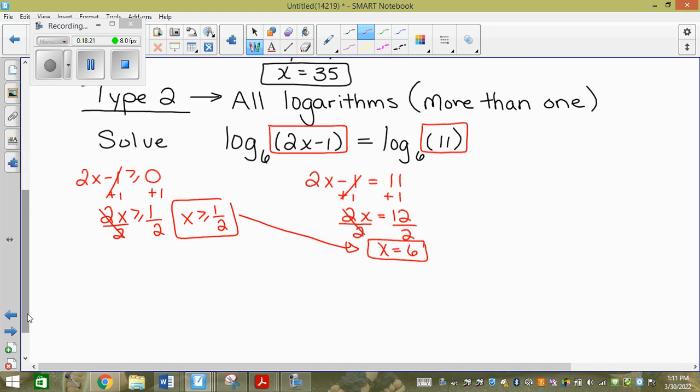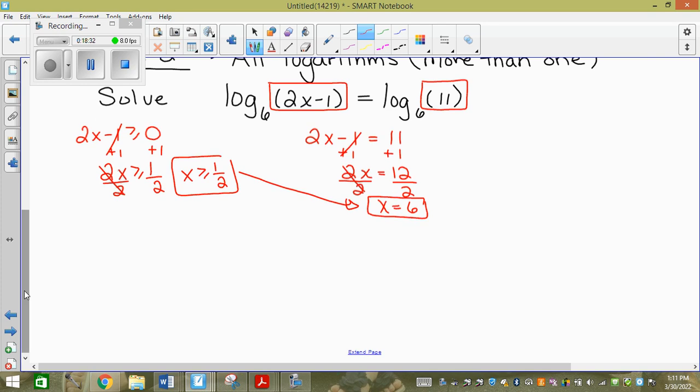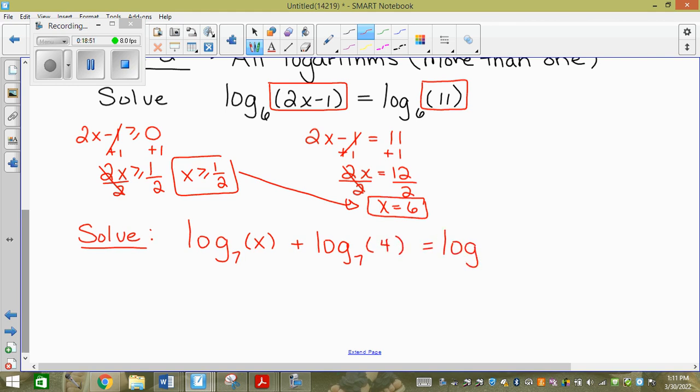Now, if only it were true that I would give you log base 6 of something equals log of something all the time. It would be so easy. You just take what's beside it and set them equal. It's not going to stay that way. So let's try one where it's a little bit harder. So solve: log base 7 of x, this one isn't going to be that intense, we'll do one that's a bit harder next, plus log base 7 of 4 equals log base 7 of 12.